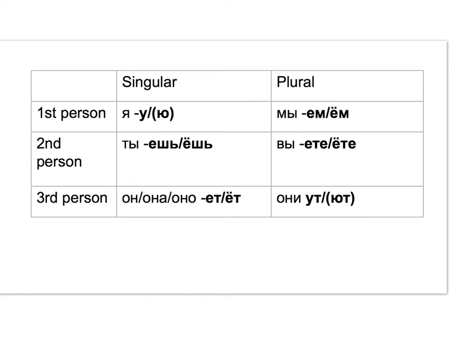Notice that if ты ends in ешь, then он, она, оно will always be ет. Мы will always be ем. Вы will always be ете.